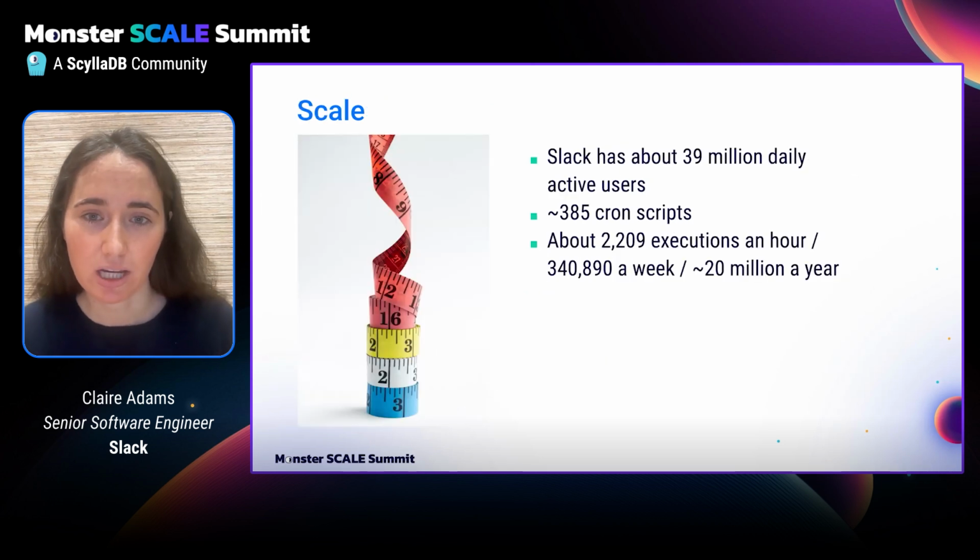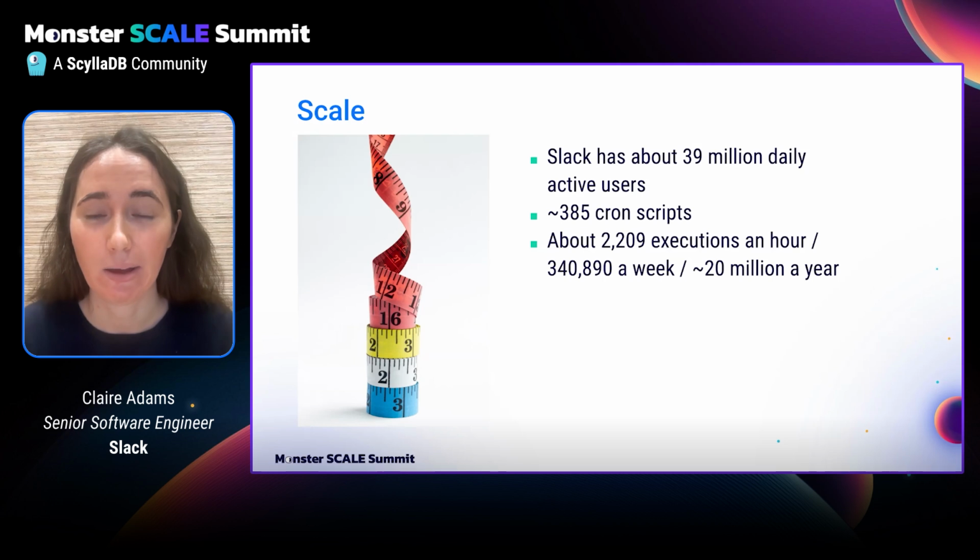So the scale we're talking about: Slack has about 39 million daily active users. I think it was 38.8 if you want to be more precise. But it's a lot of people who are using Slack every day and depending on it to work and work well. So we need to make sure we have a reliable system to deliver consistent, good experiences to users.